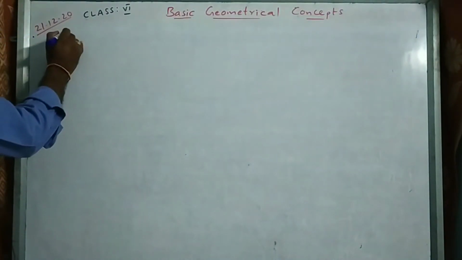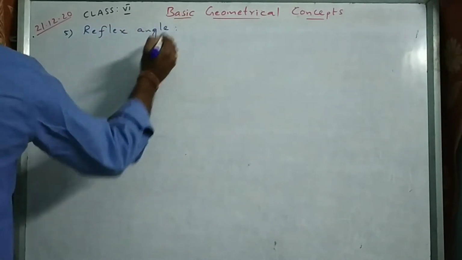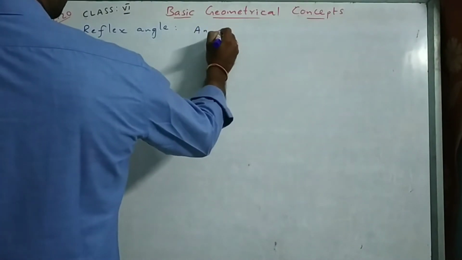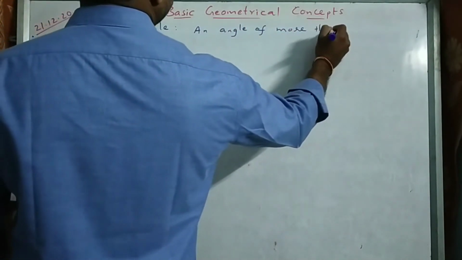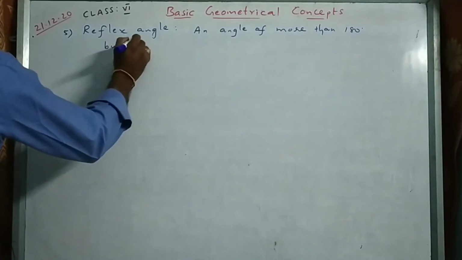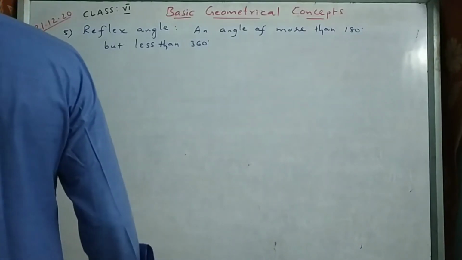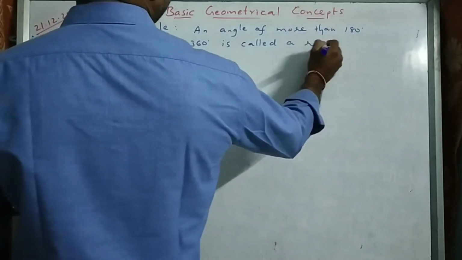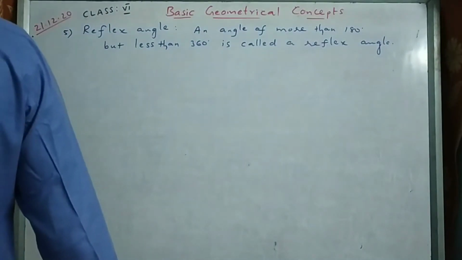Reflex angle. Fifth one is reflex angle. What is meant by reflex angle? An angle of more than 180 degrees but less than 360 degrees is called a reflex angle.